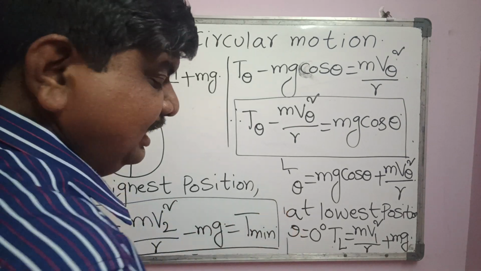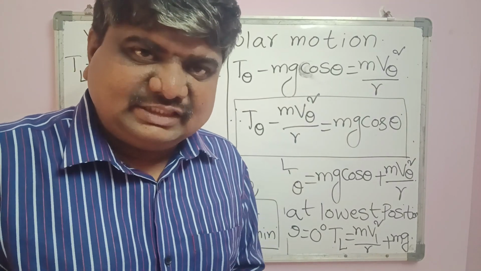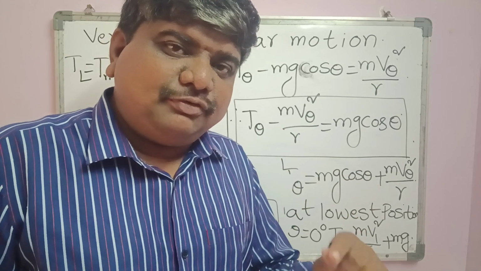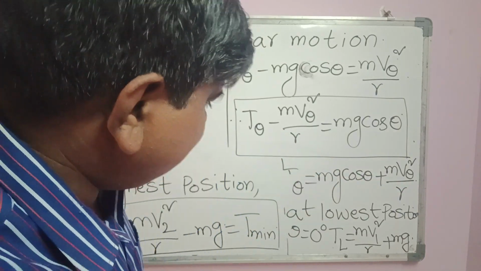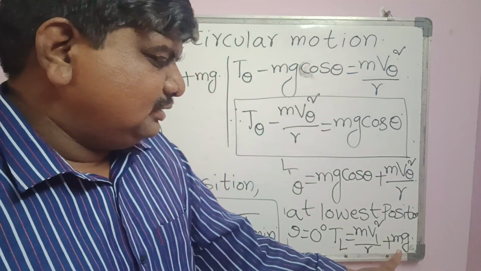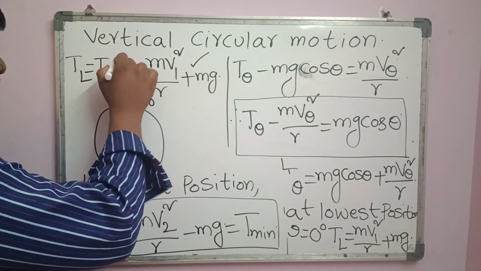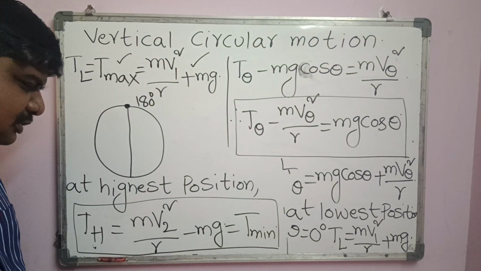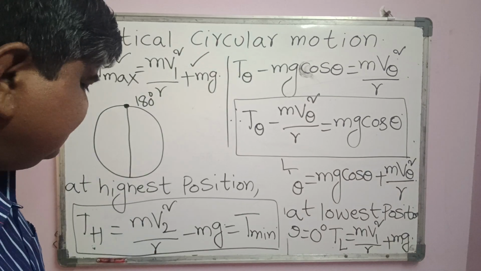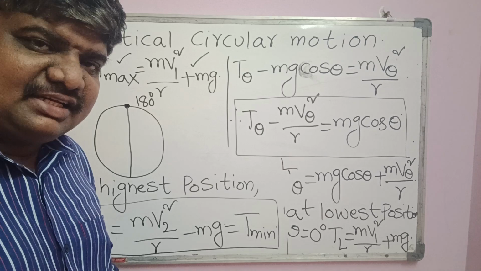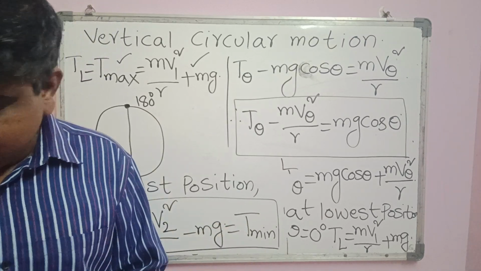So when a body is under vertical circular path with varying speed, its tensional force also varies from position to position during the path. At the lowest position, its tensional force is maximum. I have written this here also. At the highest position, its tensional force is minimum. So let me work out the difference between the tensional force from maximum to minimum, or lowest position to highest position.